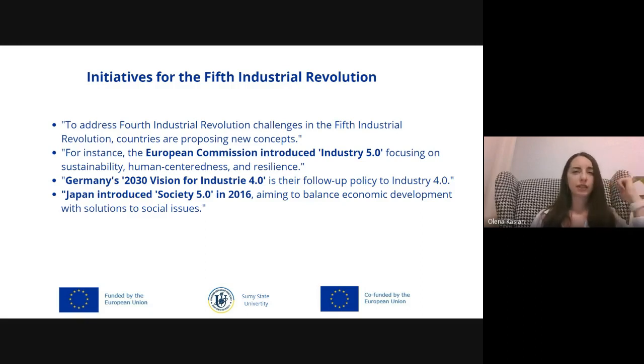So in 2016, which was what, 7 years ago already, while Germany just announced 4.0. So what is the difference between them? This is the Japanese Society 5.0, which aims to balance economic development with a solution to social issues. Here we provide an overview of the Fifth Industrial Revolution and introduce the initiatives of Europe, Japan, and other countries.